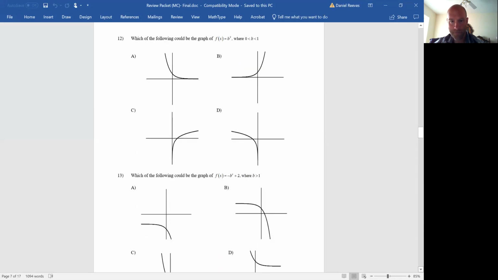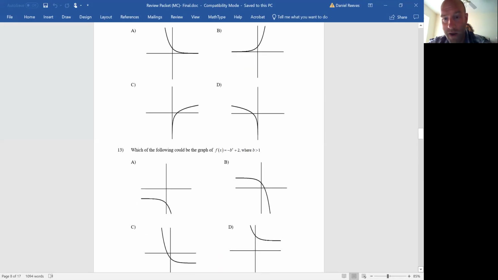That was easy enough. Which of the following could be a graph of f of x equals negative b to the x plus 2, where b is greater than 1. If it weren't for that negative, it would look like exponential growth. That negative flipped it upside down. That 2 moved it up 2. My answer for 13 is B.